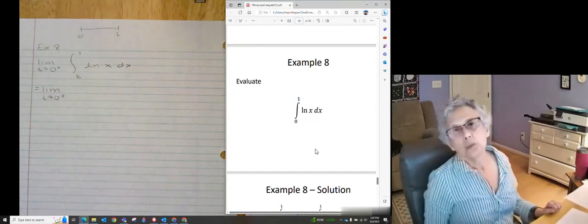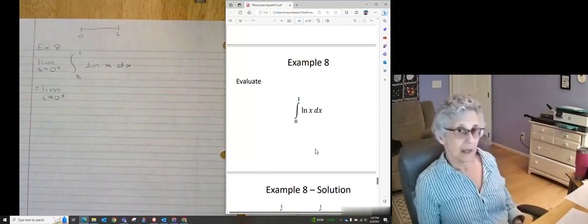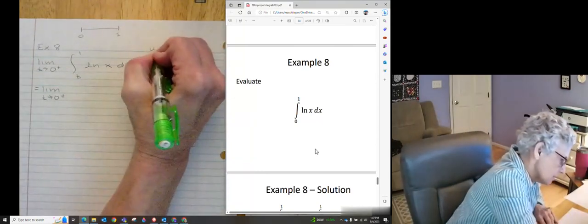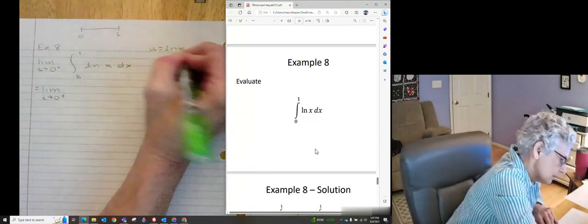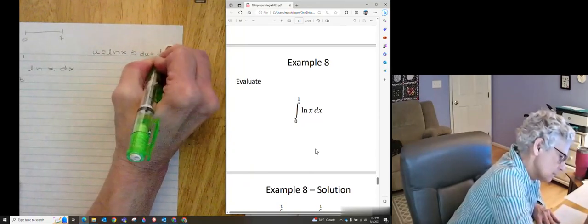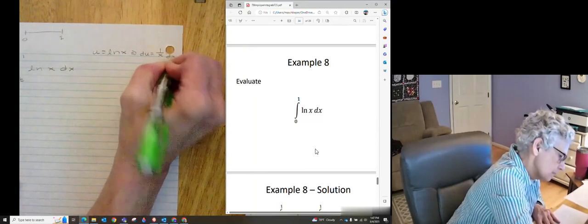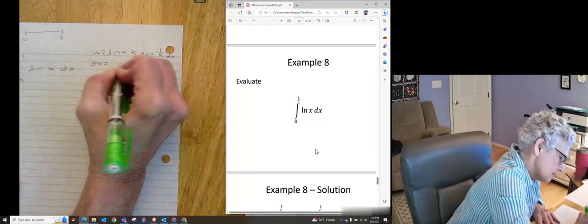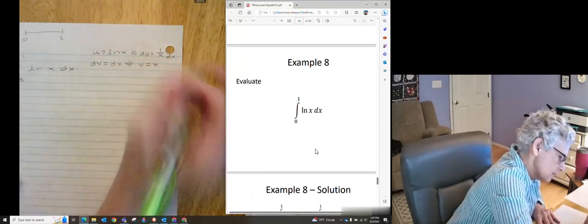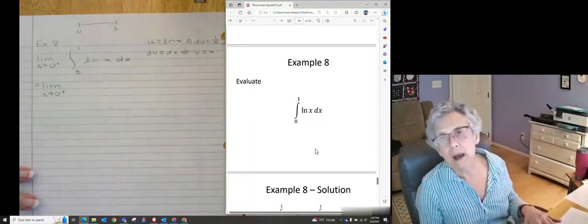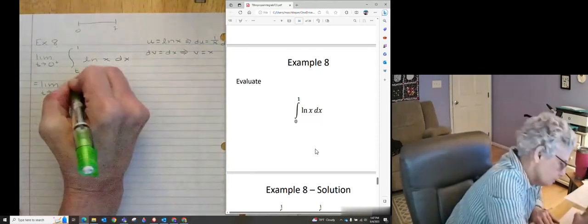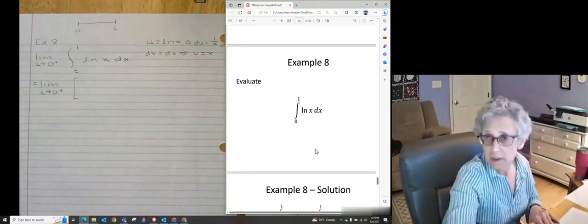Natural log, oh boy. Now this is one where we have to go back and do our integration by parts. So u is equal to ln of x. So du is 1 over x. dv is equal to dx. So v is equal to x. Maybe you have this one memorized. If you do, that's fine. I'm just going to go through the integration by parts real quick.